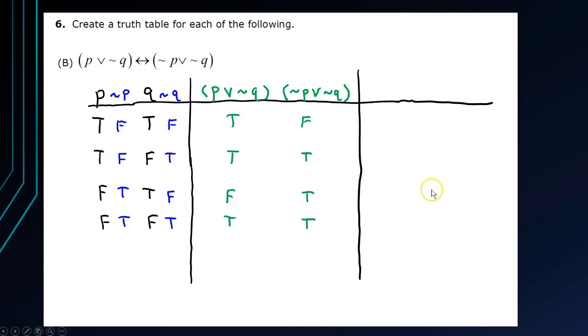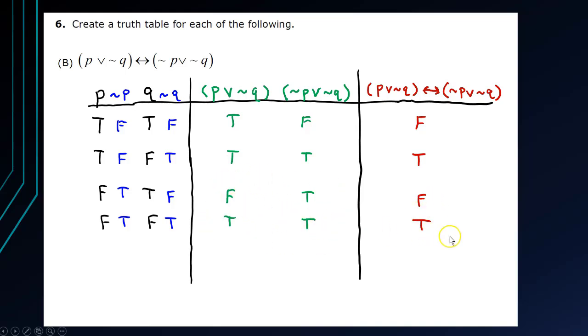So now when I do the biconditional, which is what the symbol is here, a biconditional again is only true if both columns have the same truth value. So these are opposite truth values, so it's false. These are the same truth value, so it's true. Opposite truth value, so it's false.